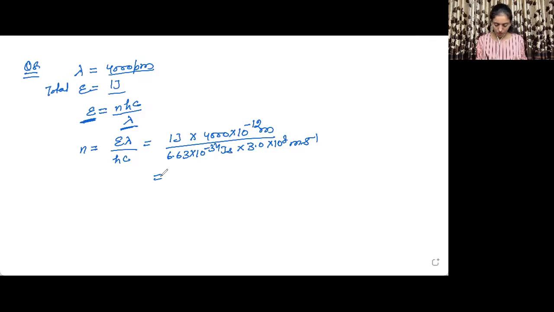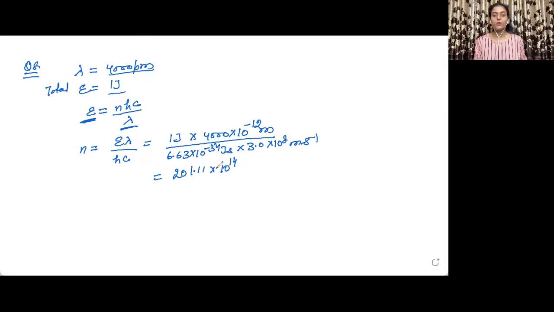4000 divided by 6.63 and multiplied by 3, it is coming out to be equal to 201.11 into 10 raised to the power. We will be getting it when we take the numerator plus 34 and minus 20. So it will be 14.